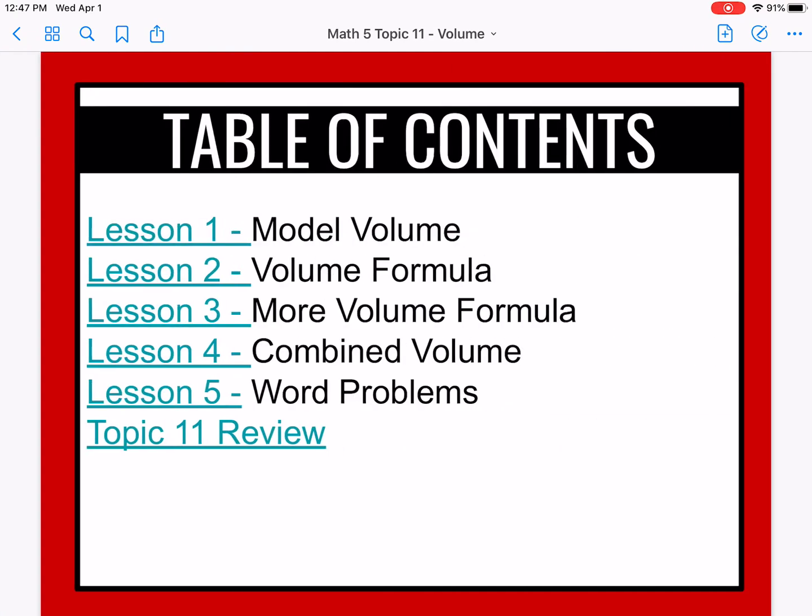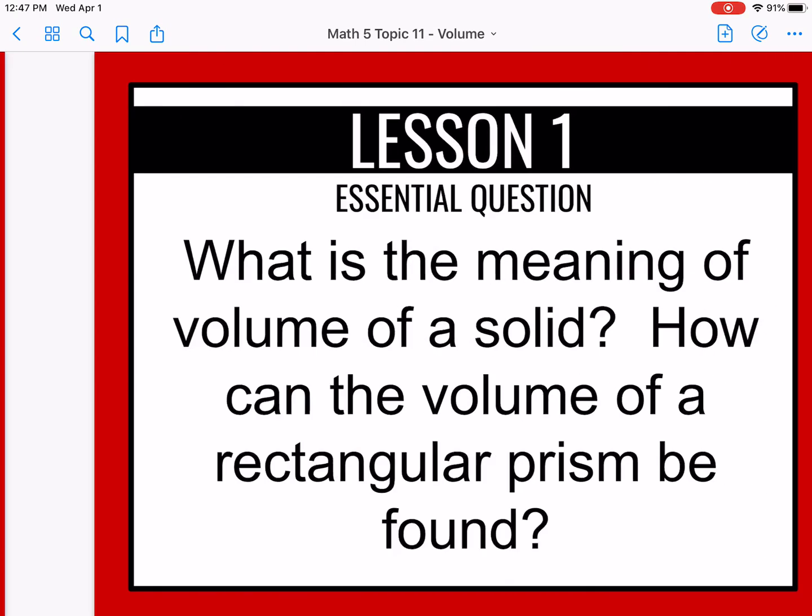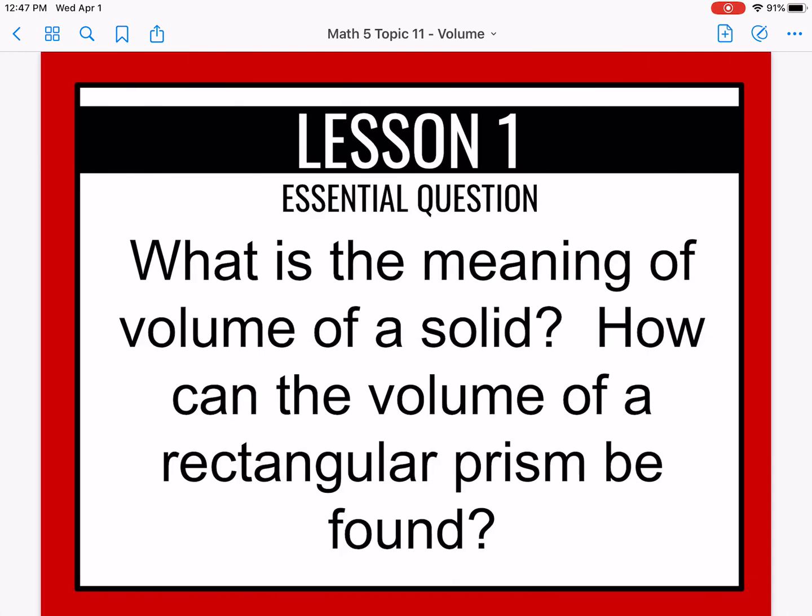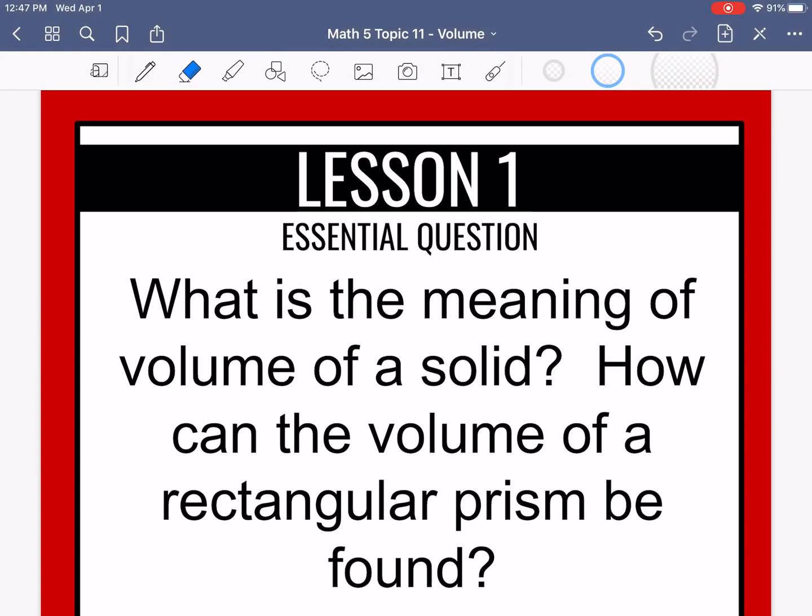Again, here is our table of contents. We are going to look at modeling volume, then volume formula, and if you click on the lesson, it will take you directly there. So in this whole chapter, we are dealing with what is the meaning of volume of a solid. How can the volume of a rectangular prism be found? A couple things that we're looking for here: we are looking for volume.